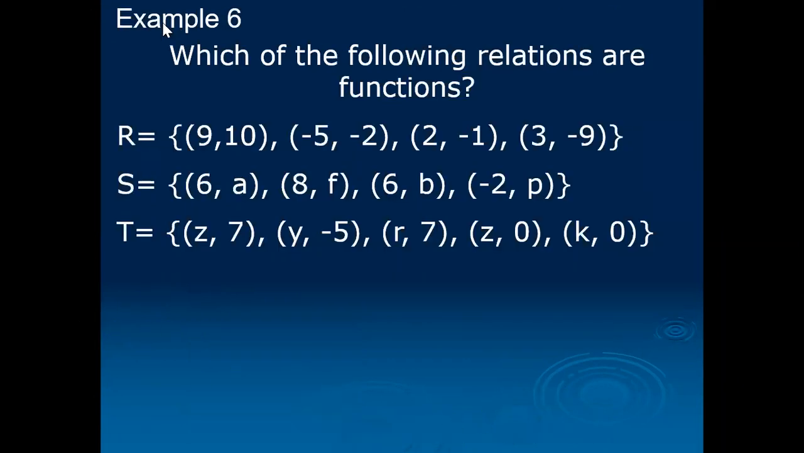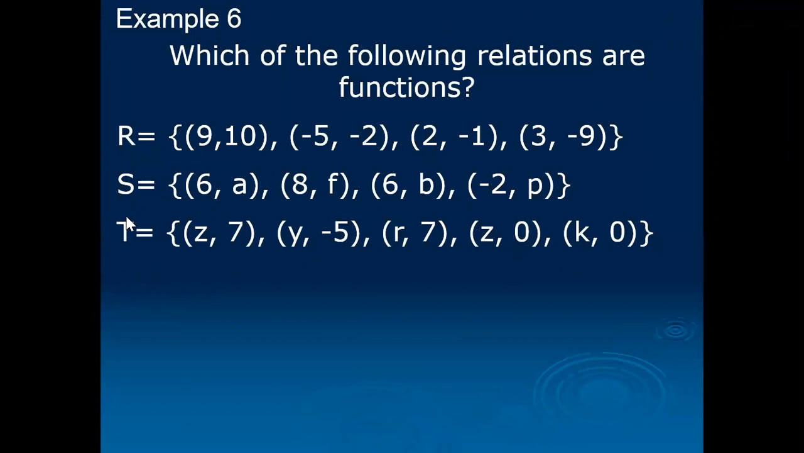So we'll look at these. Which set of pairs is a function, right? So 9 is your input, 10 is your output. -5 is your input, -2 is your output. 2 is your input, -1 is your output, and 3 is your input, and -9 is your output. This is a function because every input has only one output.